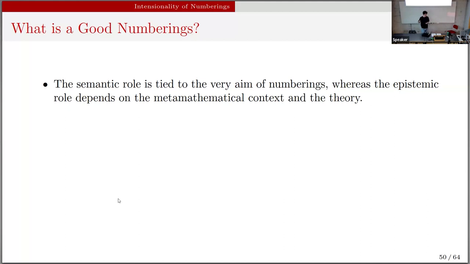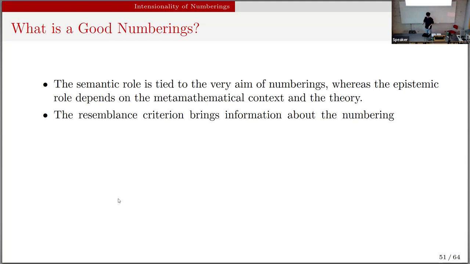Whereas the epistemic role depends both on the metamathematical context and the theory. The facts, or the things that the theory has to prove so that the theory knows what it is doing, depend completely on the context, so what we want to prove in the end, and also on the theory, whether the theory is strong enough to prove those facts.